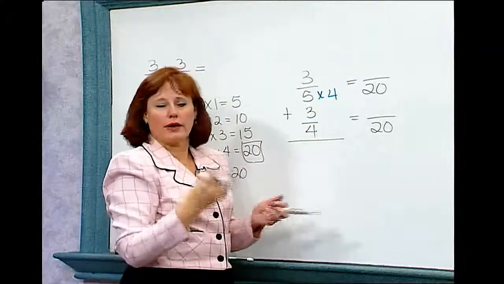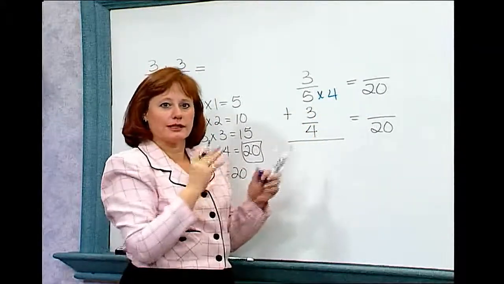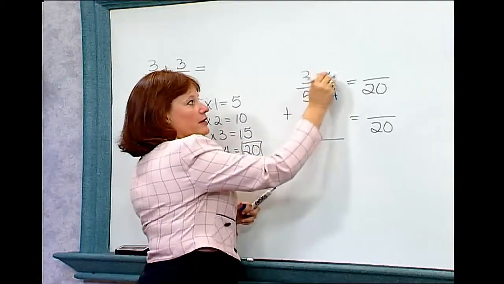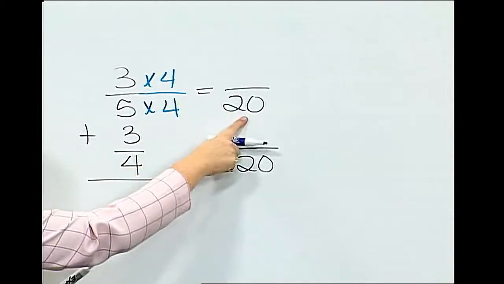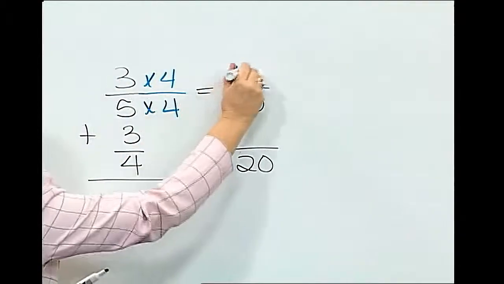But I also know that whatever I do to the bottom of a fraction, I need to do to the top of the fraction as well. So I'll multiply the top by 4. 5 times 4 gives me the desired 20. 3 times 4 is 12.